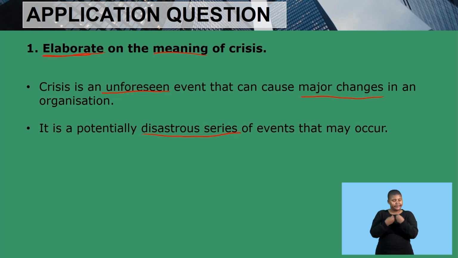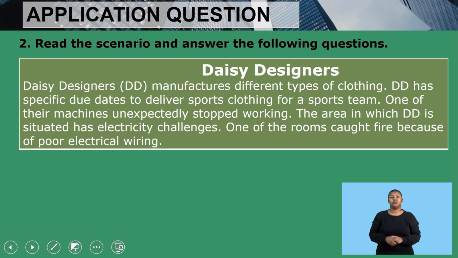It is a potentially disastrous series of events that may occur. So if something is disastrous, it means that it causes a very big or a negative impact in the workplace. And it can also cause harm in the workplace.